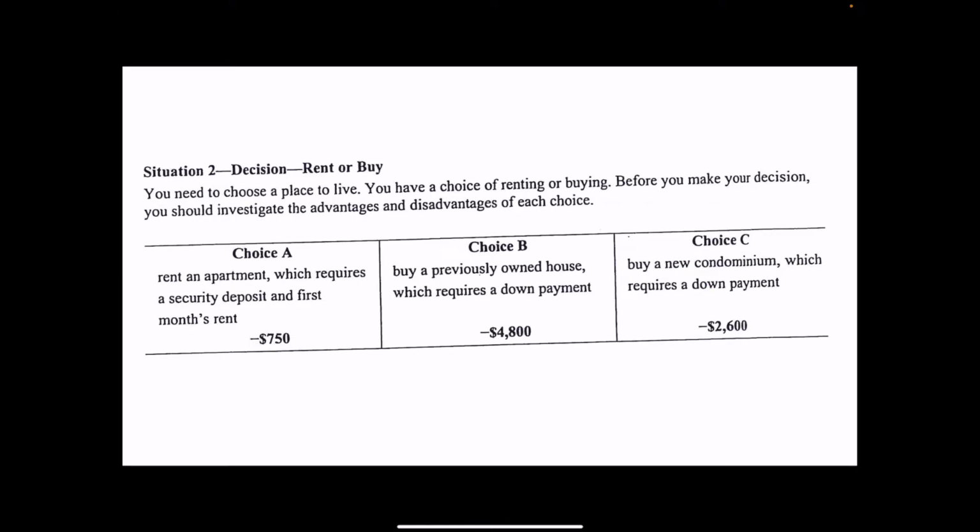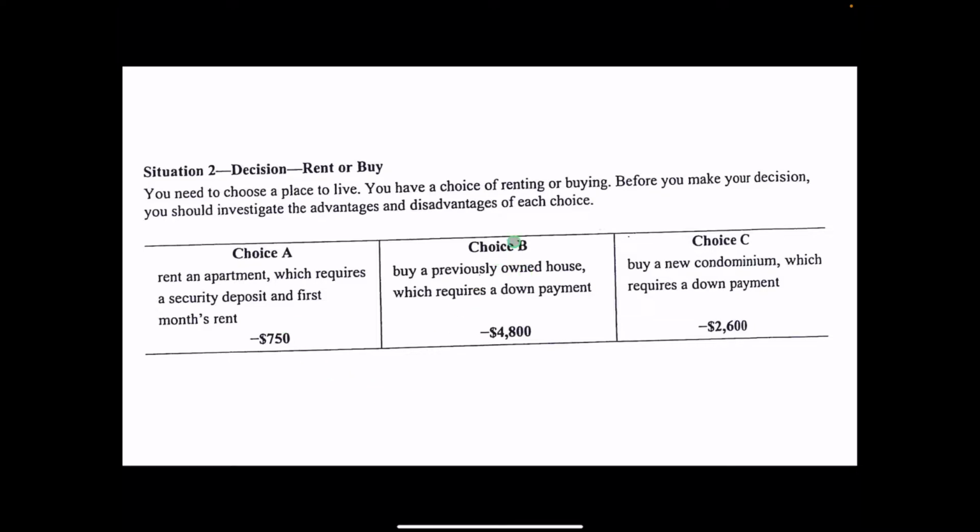Decision 2, rent or buy. You need to choose a place to live. You have a choice of renting or buying. Before you make the decision, you should investigate the advantages and disadvantages of each. So choice A, do you want to rent an apartment, which requires a security deposit and first month's rent? Do you want to buy a previously owned house, which requires a down payment? Or do you want to buy a new condominium, which requires a down payment? So you're going to make your choice, whichever one you want, and record that on your sheet.